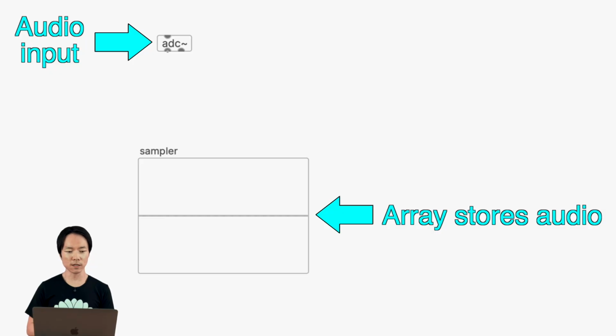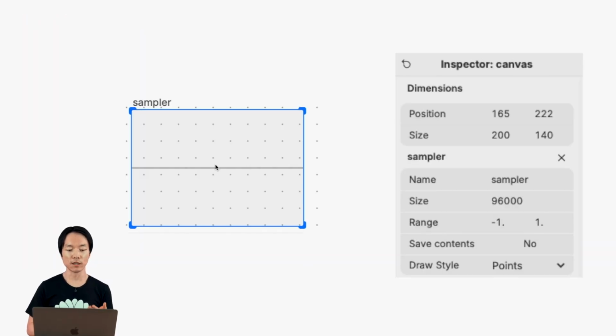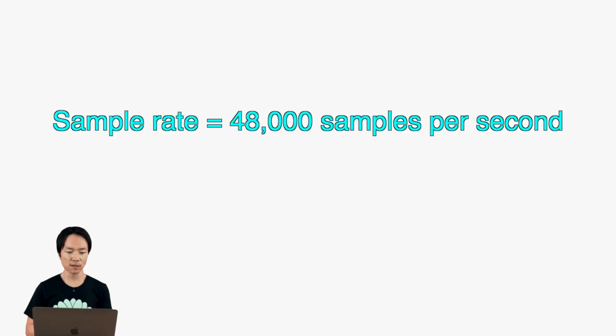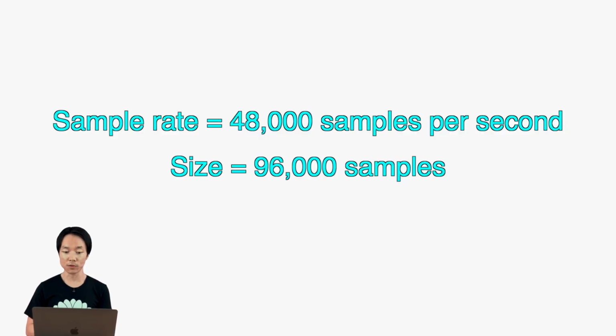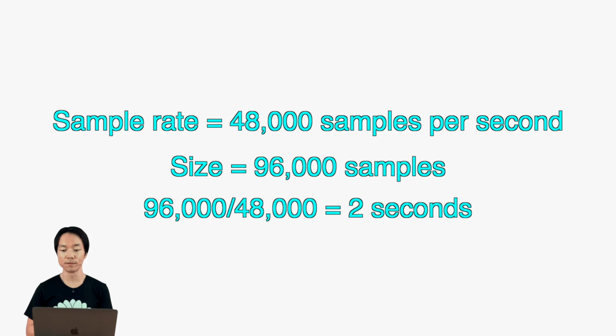And this array object is going to be the buffer that stores the recorded audio input. The first thing to do is to give the array a name, which I creatively called sampler, and put the size as 96,000. Why that number? Our sample rate is 48,000, so the size 96,000 samples equals a 2-second long buffer.